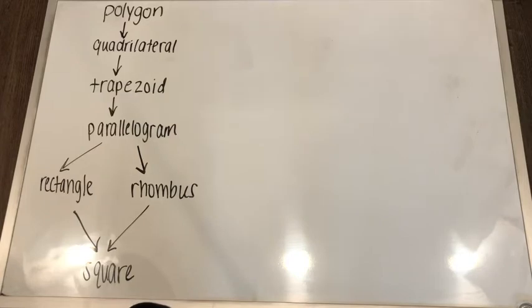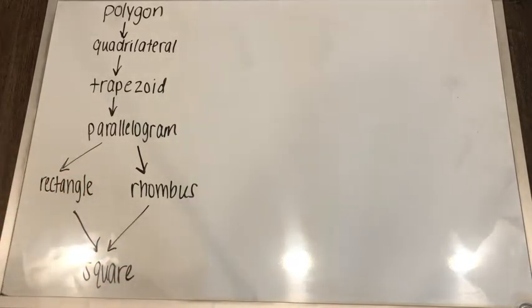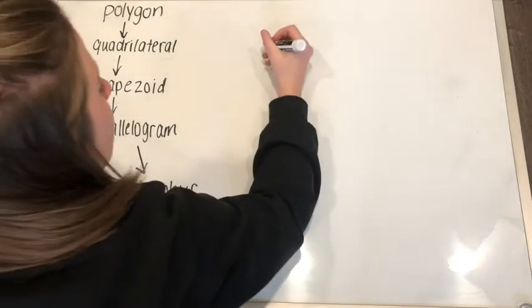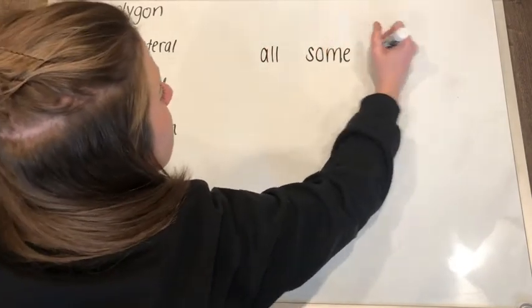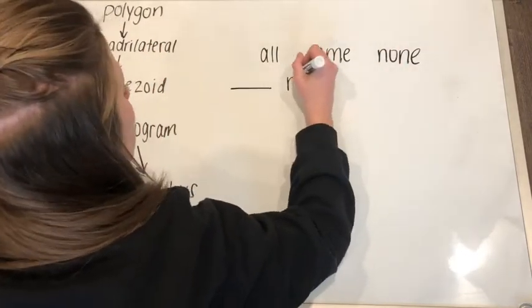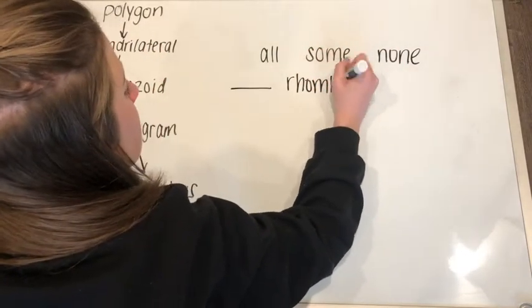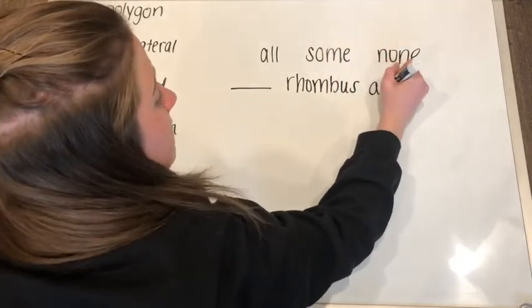So what I've done is I've now taken our diagram, I've taken out some of the details and I put it to the left. So let's answer some questions. We're going to have 2 questions and we can either answer with all, some, or none. So blank rhombuses are trapezoids.